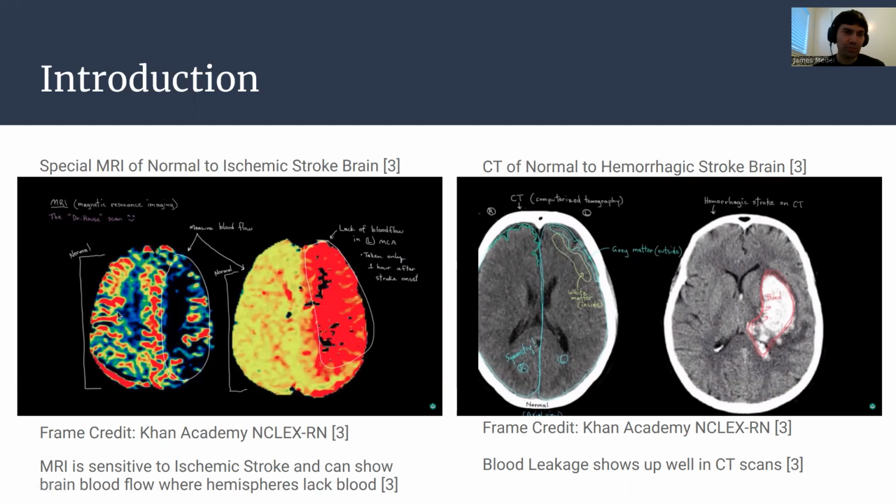On the left, we have a normal brain, with this region circled in blue, with some red and yellow on the outside parts, and then black and blue tracing around it for normal blood flow. In this case, though, there's this whole red region that signifies lack of blood flow, and this yellow region is healthy blood flow. So one of the benefits of MRI is that it's sensitive to ischemic stroke, or ischemia in the brain, and can show the brain blood flow where the hemispheres lack blood, as in this case.